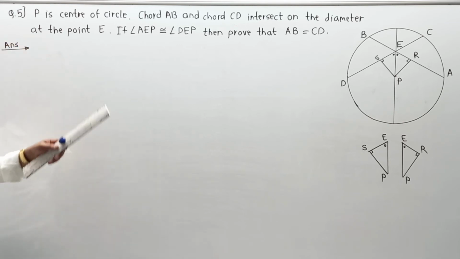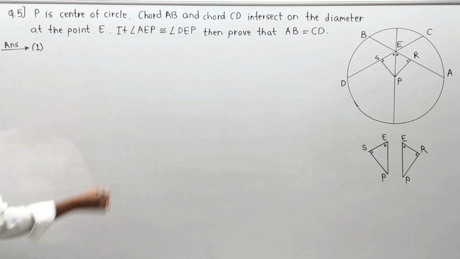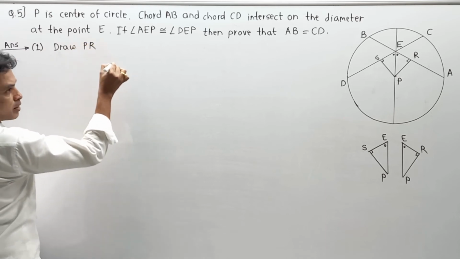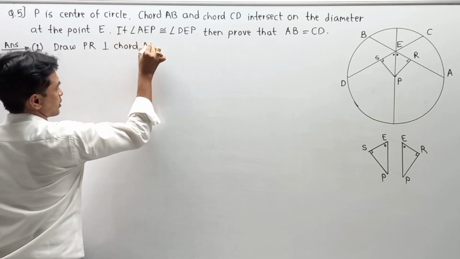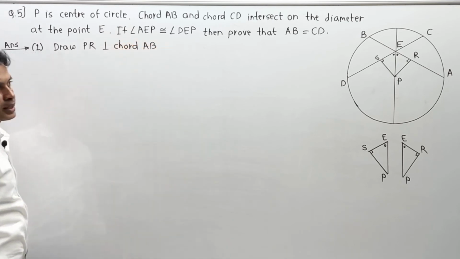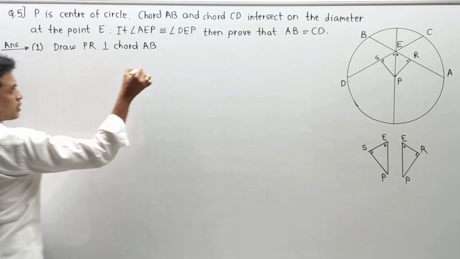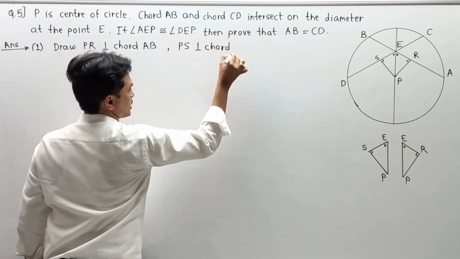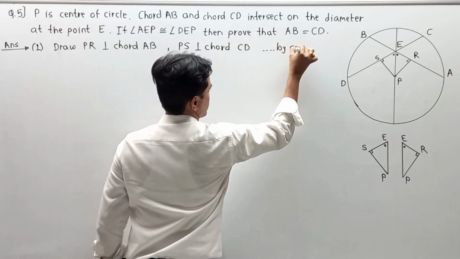Now, first of all, the declaration of construction. Draw PR perpendicular to chord AB and PS perpendicular to chord CD. Reason: by construction.